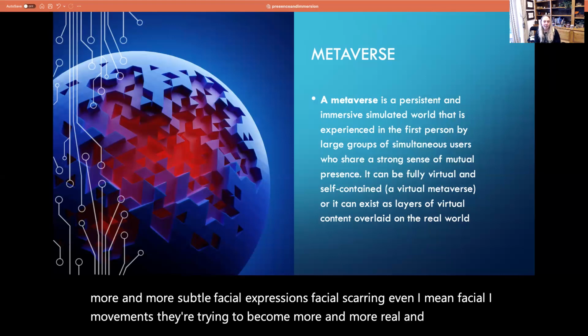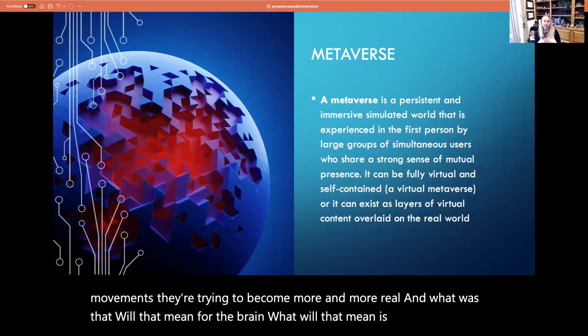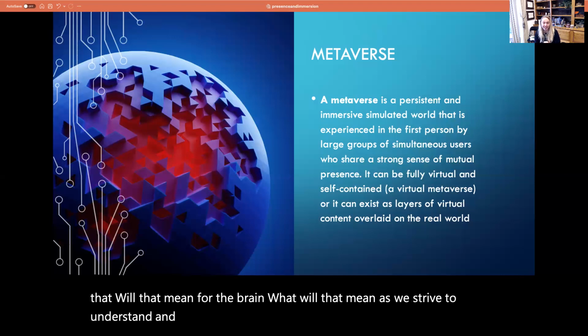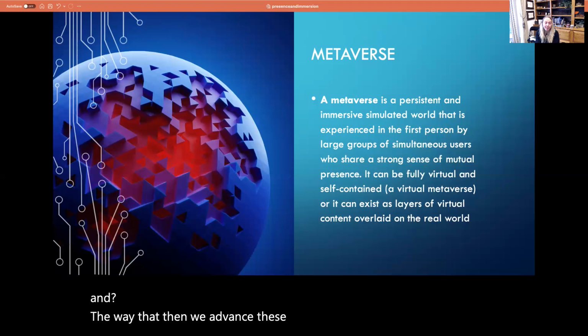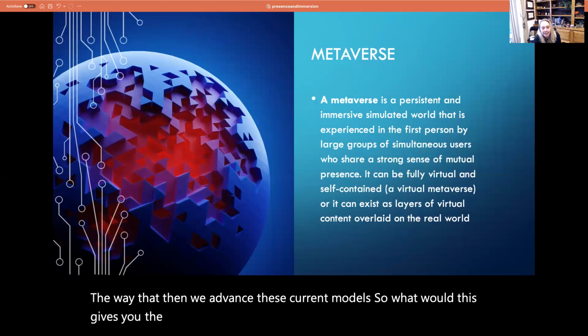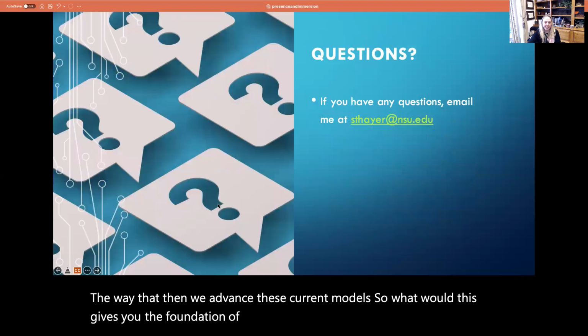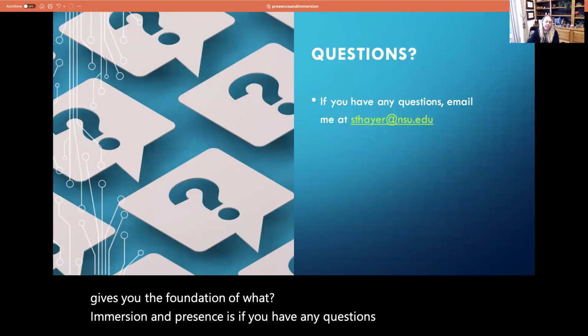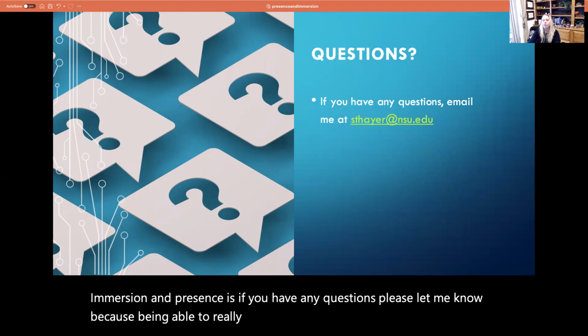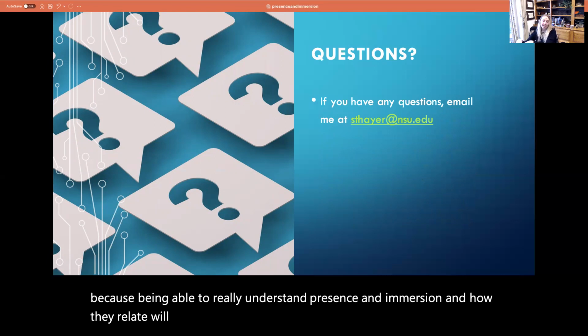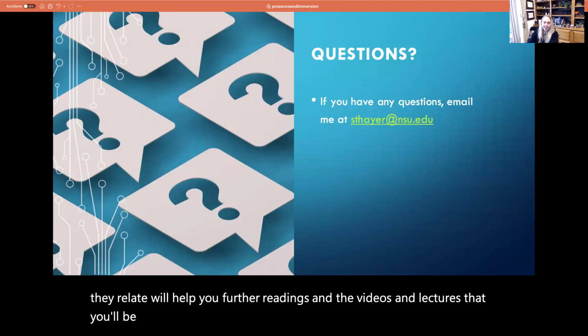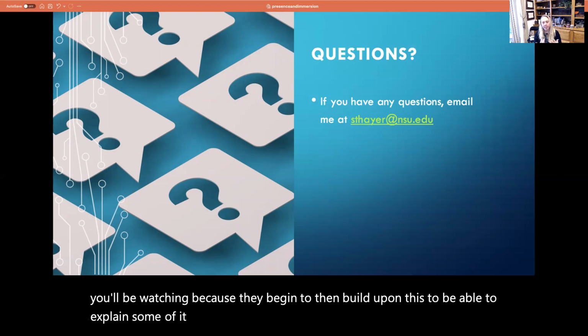They're trying to become more and more real. And what will that mean for the brain? What will that mean as we strive to understand and build upon the foundations of what we've already learned, and the way we then advance these current models? So hopefully this gives you the foundation of what immersion and presence are. Being able to really understand presence and immersion and how they relate will help you with the readings, videos and lectures you'll be watching, because they begin to build upon this to explain some of it and to break into new models.